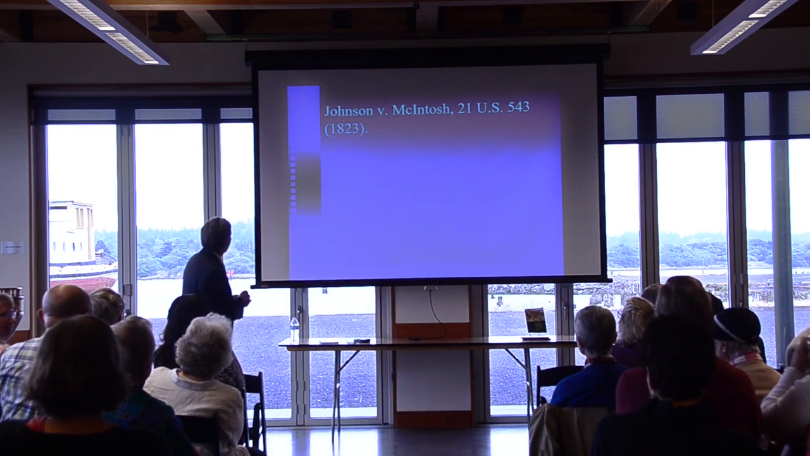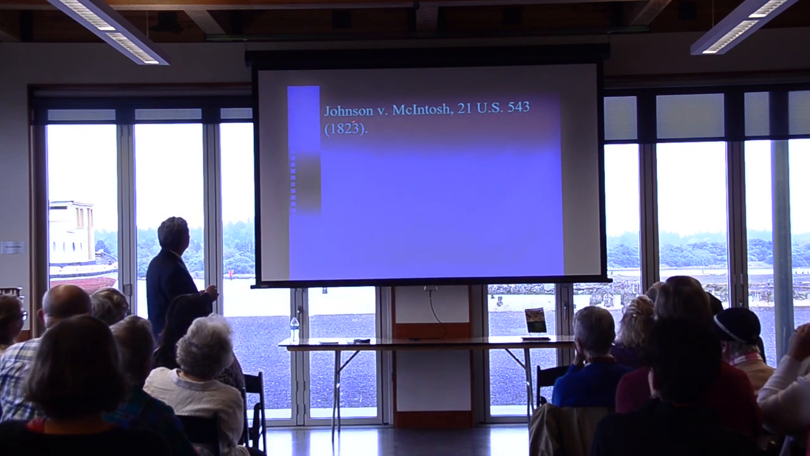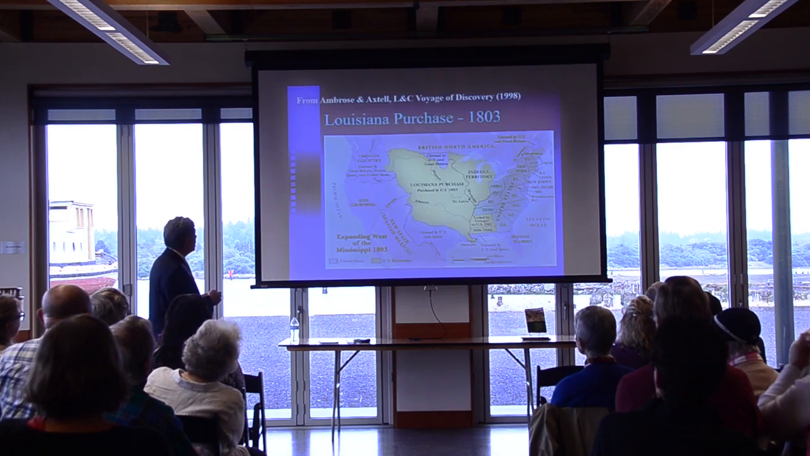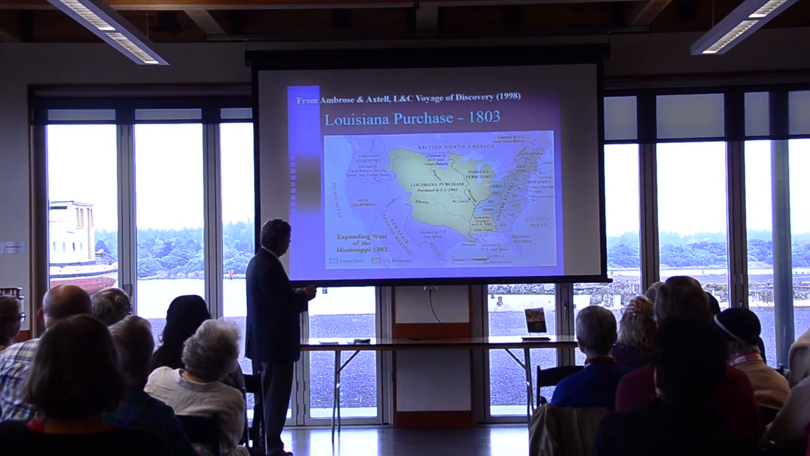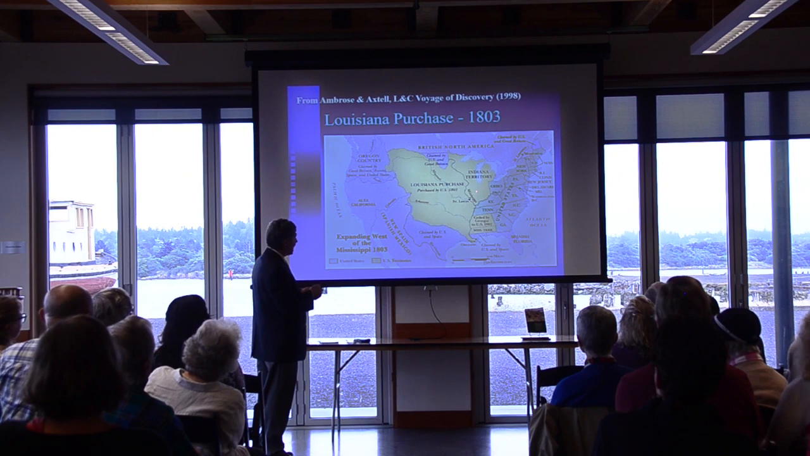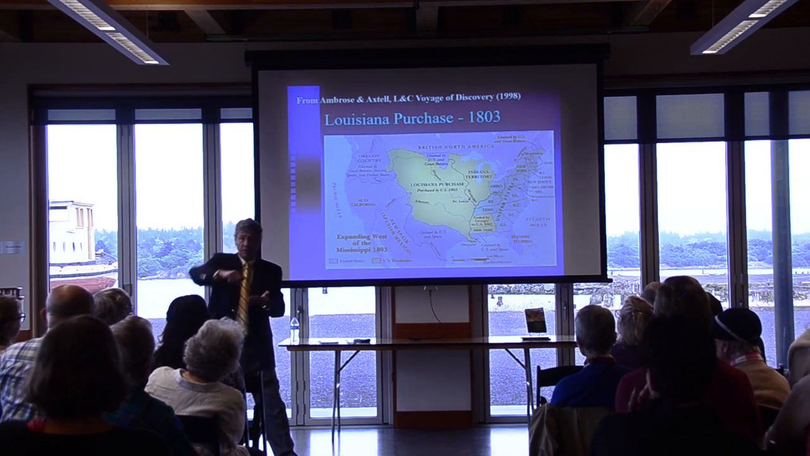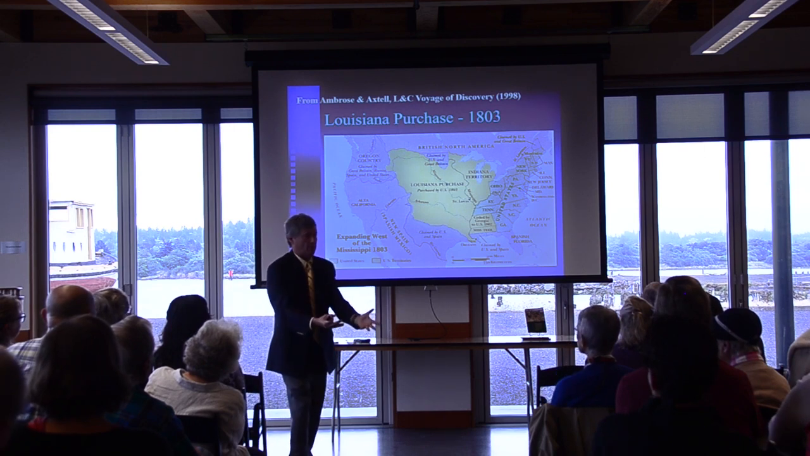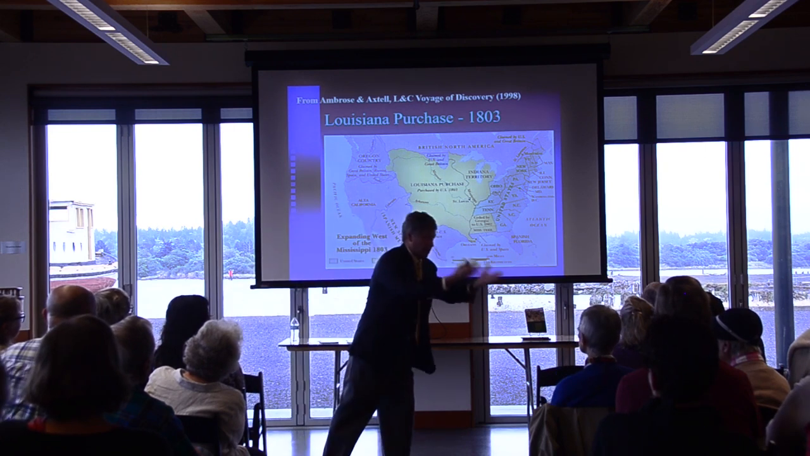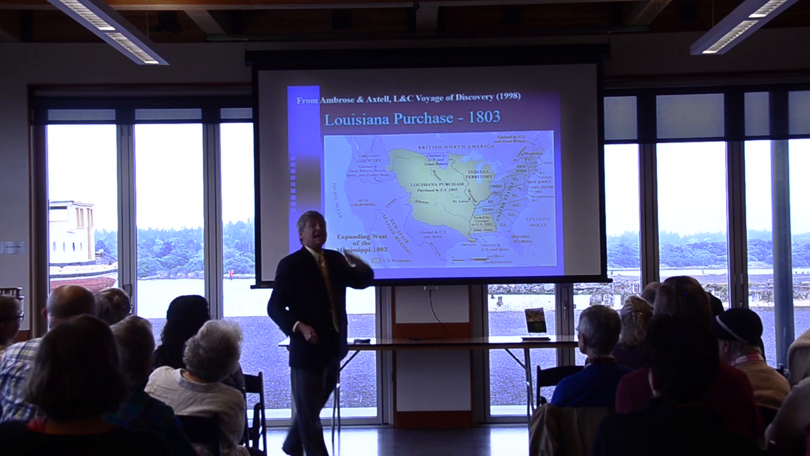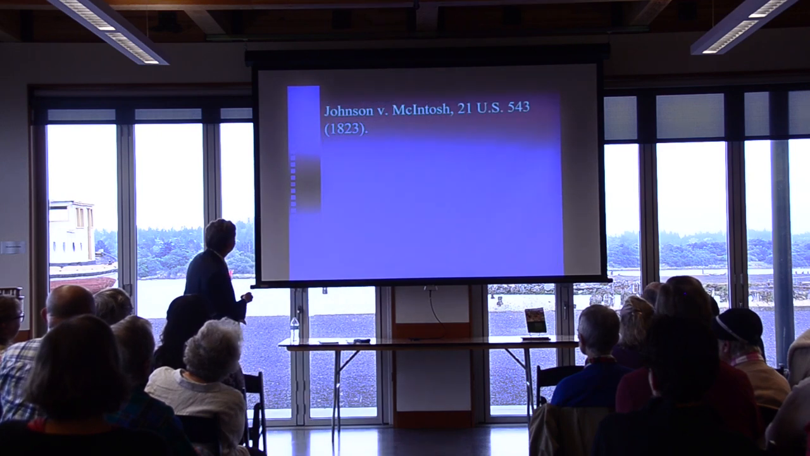Mr. Johnson's grandfather had been part of a company that had gone through the woods of what's now Illinois and Indiana, allegedly buying land from every Indian they could find. The Indian would put a thumbprint on a piece of paper, and Johnson's grandfather's company would pay them. They claimed to own these lands.